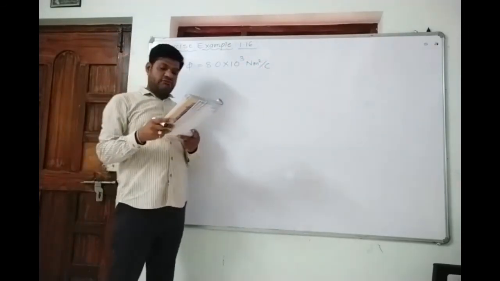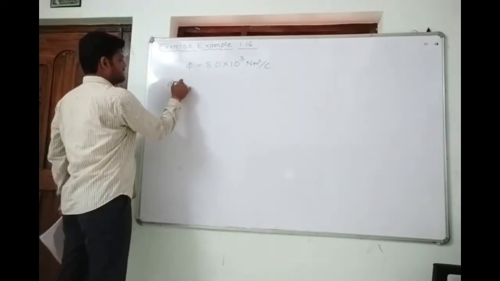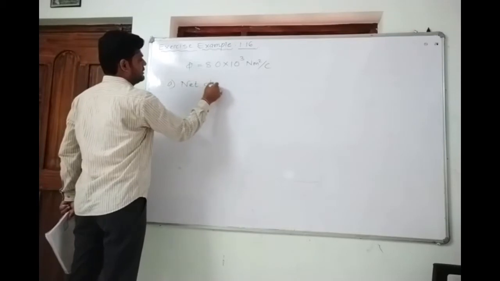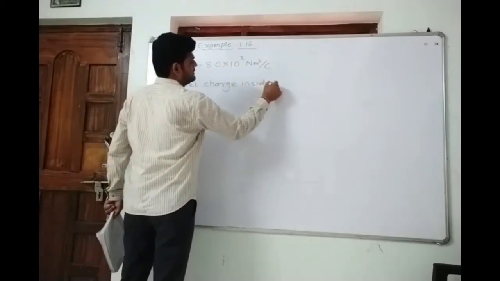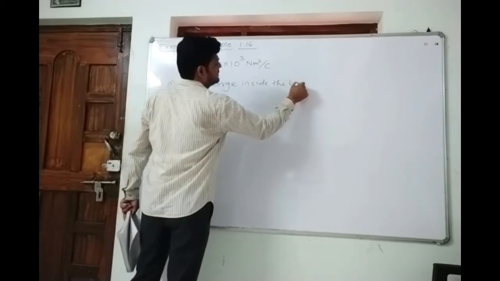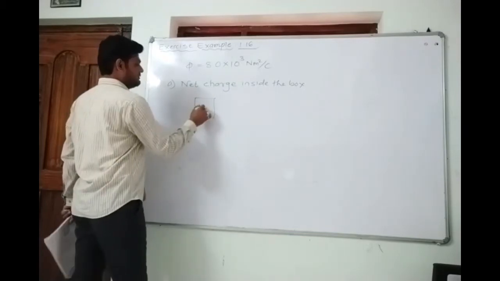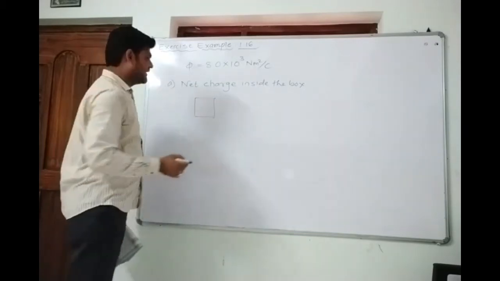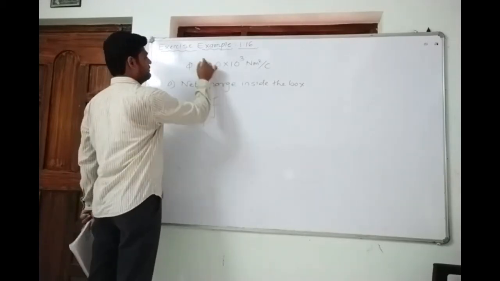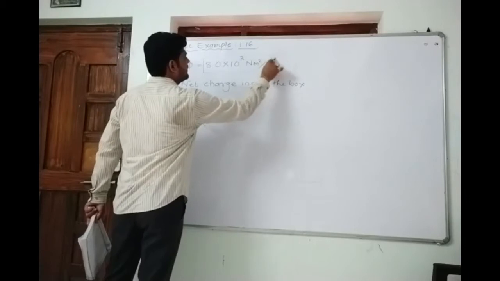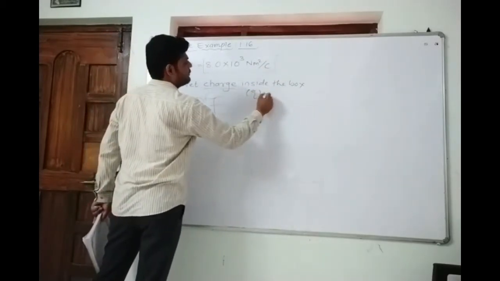The question is, what is the net charge inside the box? We can consider this is the box. The charges are kept inside, and the flux coming out through the box will be equal to this. Correct? Calculate the net charge, Q equal to question mark.